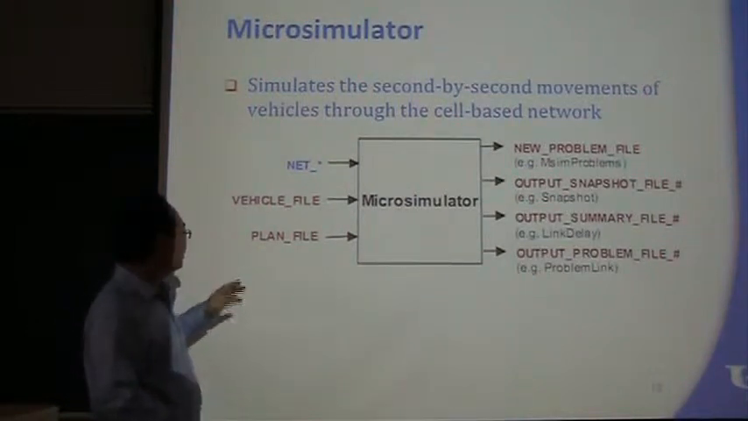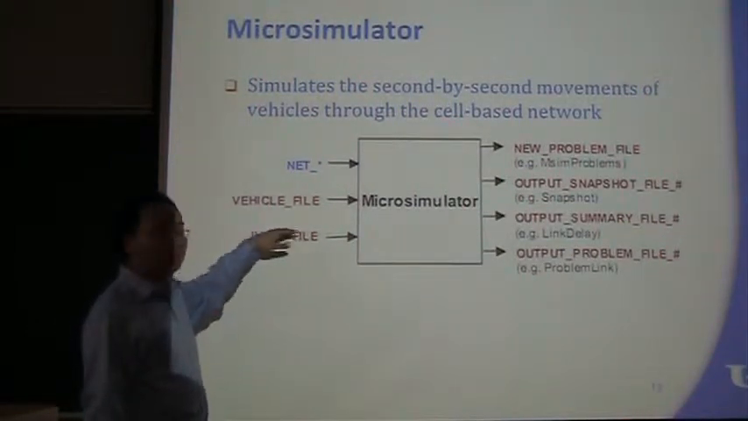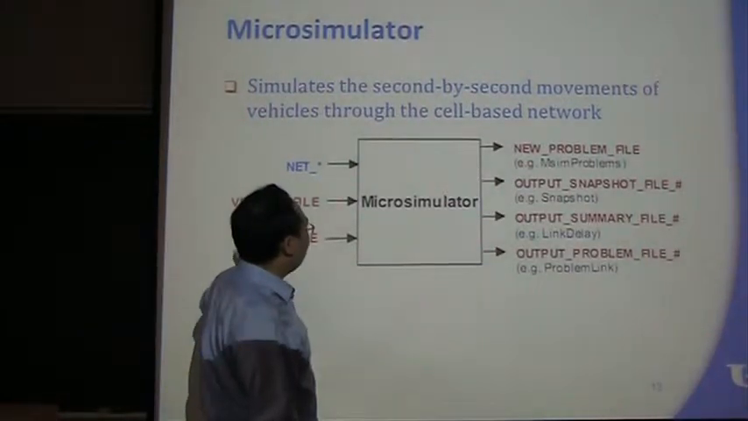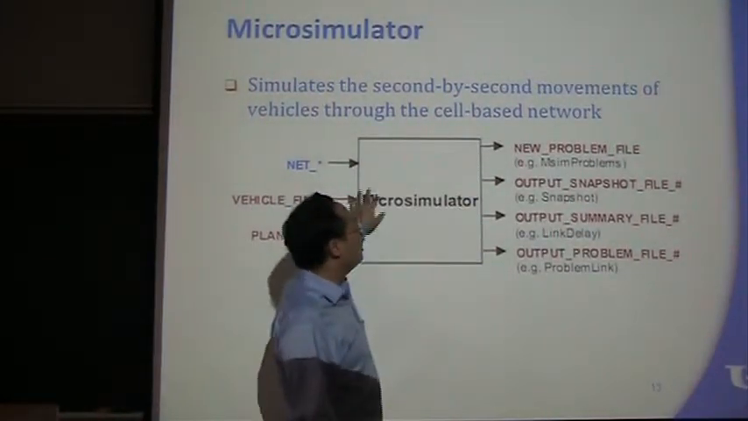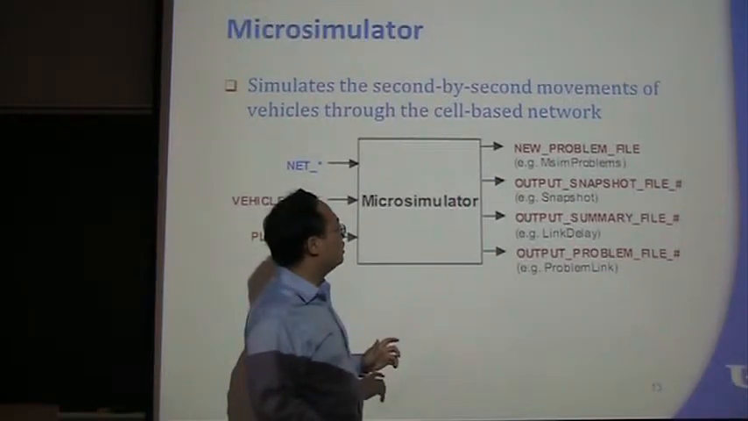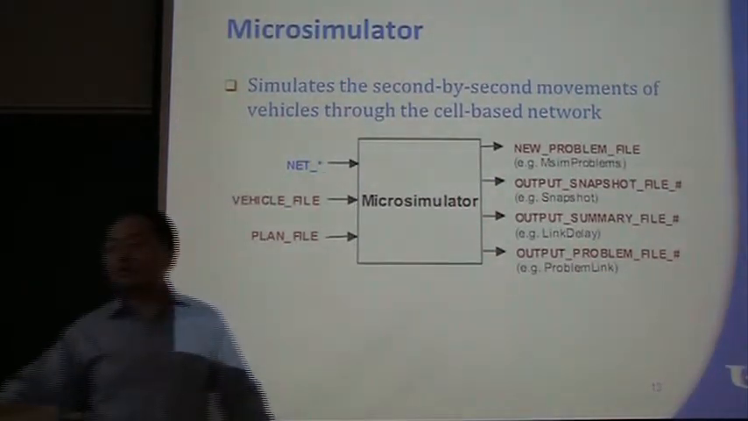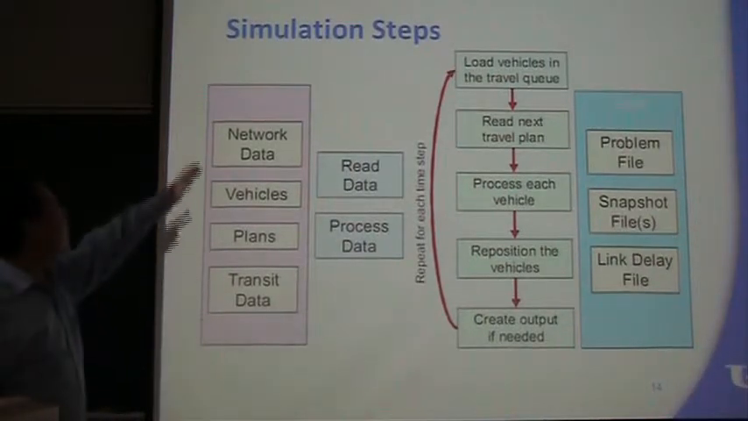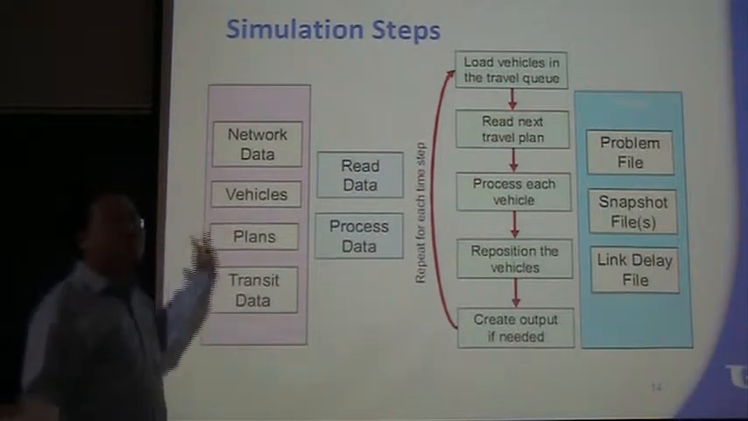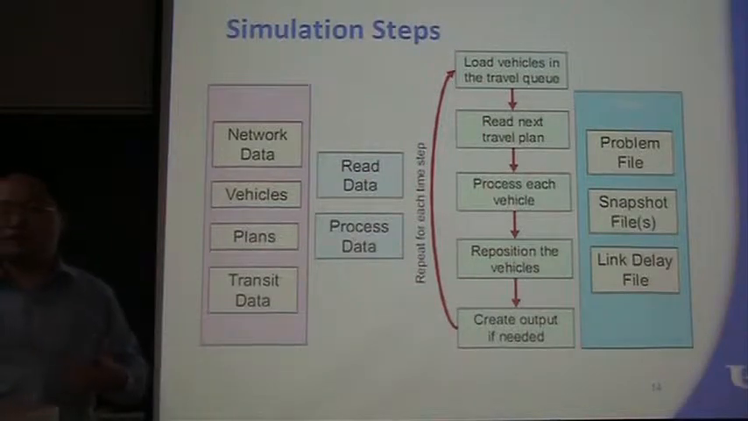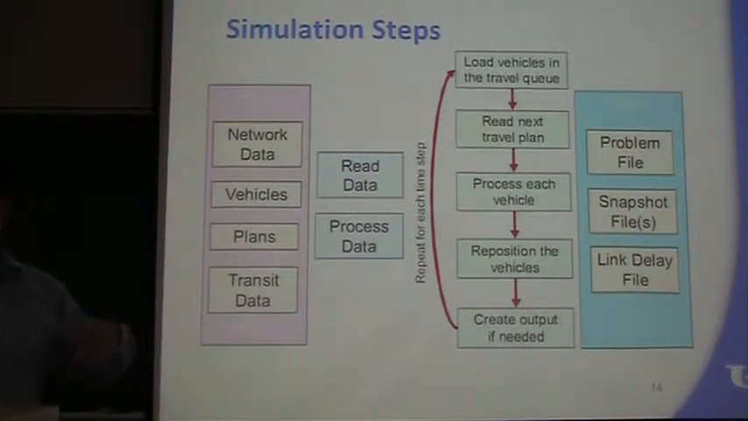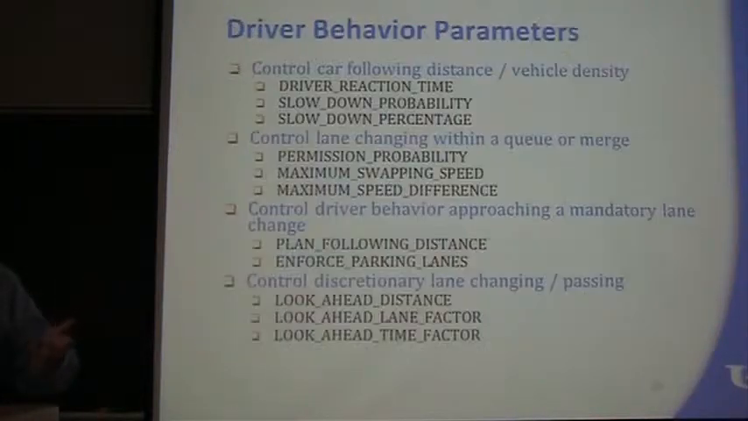by converters. And we have the plan file, which was generated by the router. So we have the assignment, then we can use micro simulator to simulate the movements. And it has several outputs. Here is a flow chart of the simulation steps in micro simulator. I think it's very self-explainable, so you can read it when you go back.